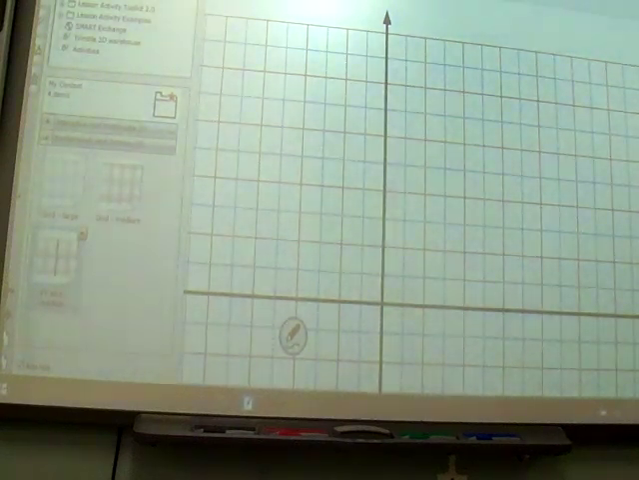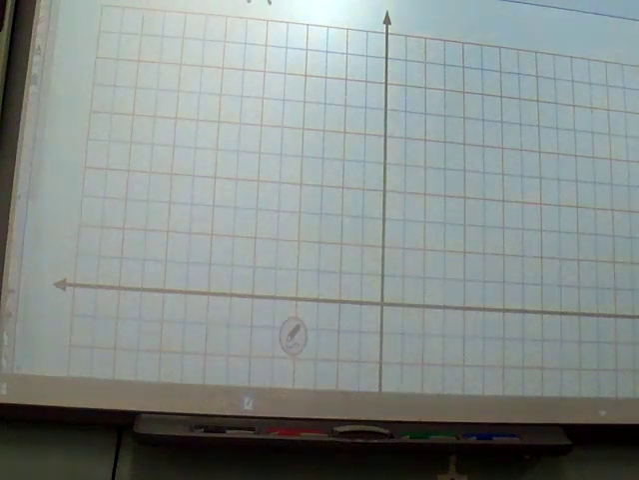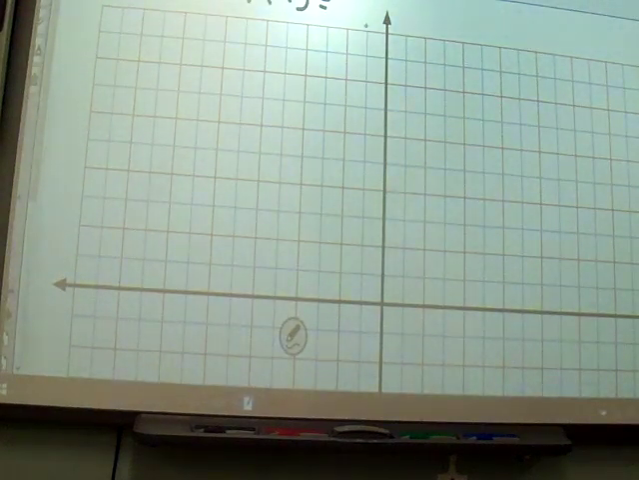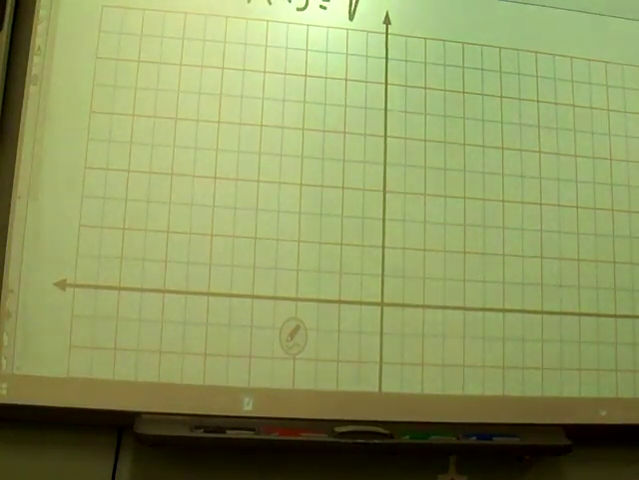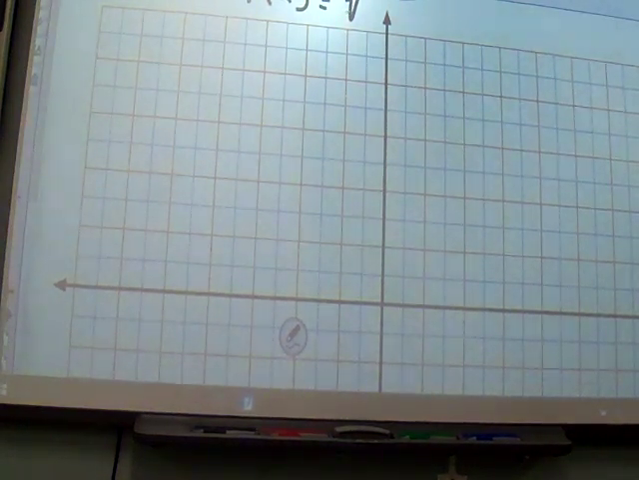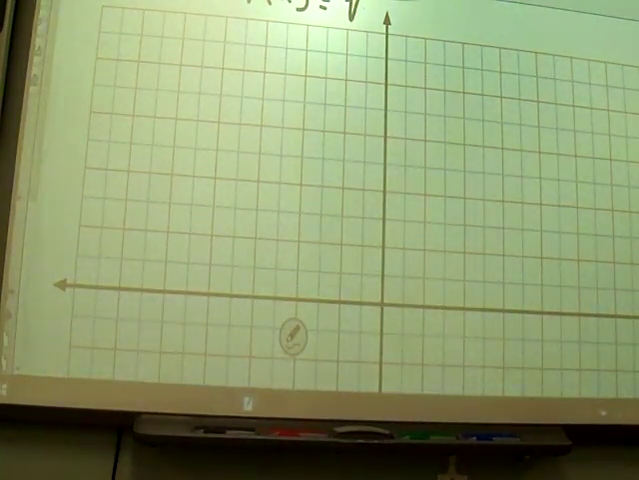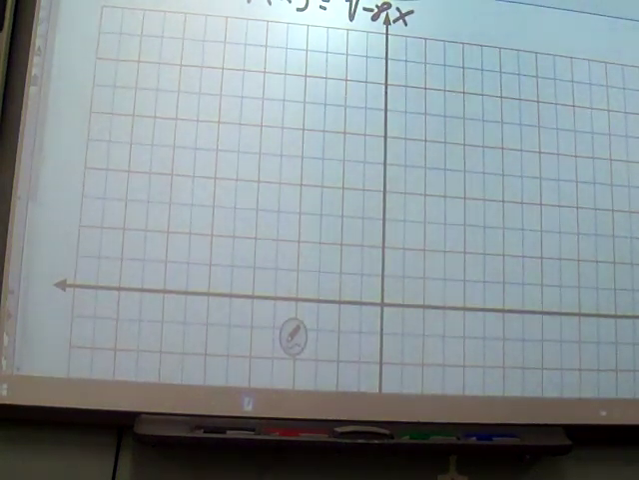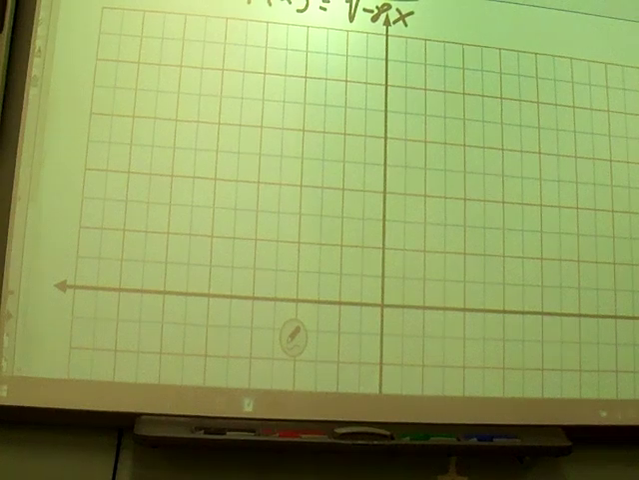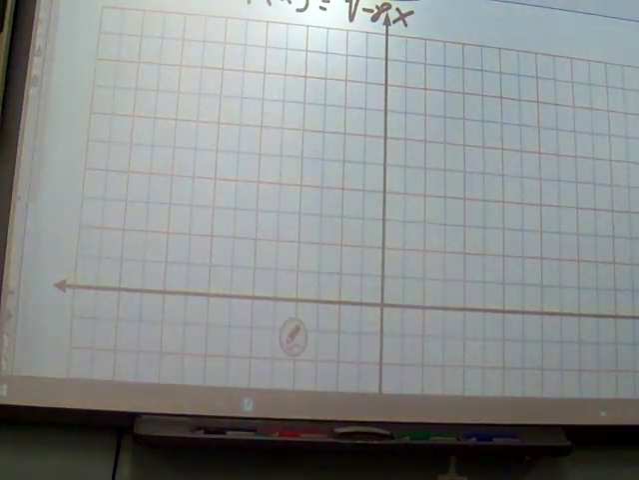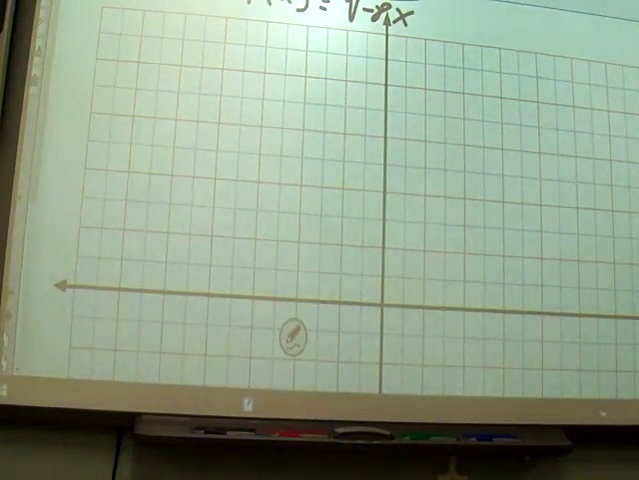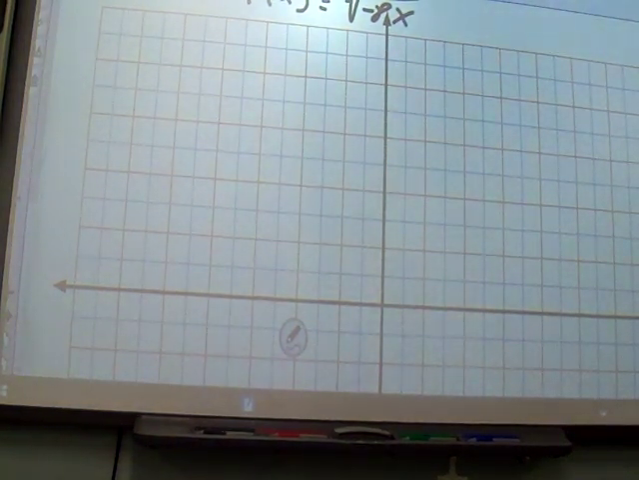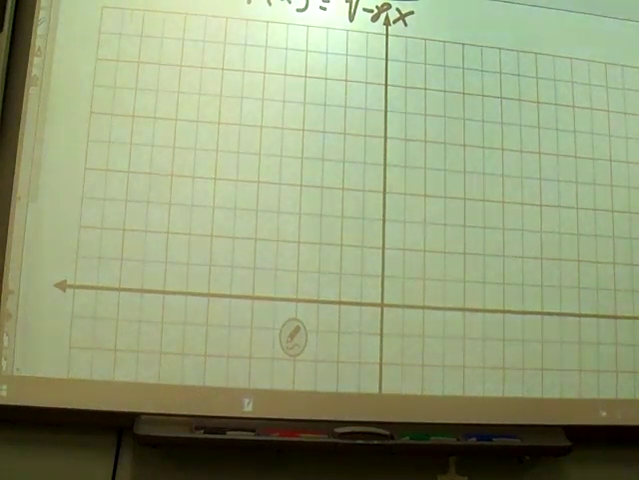I want to do one more of these before we look at something different. F of x is equal to the cube root of negative 8x. Okay, I want you to either make an input-output table like I did and plug in some points, or type it in your graphing calculator and go to your table and get some points. But I need you to have actually plotted a few points on this.